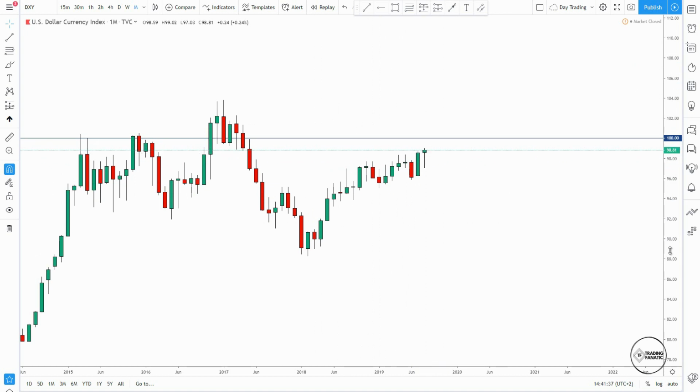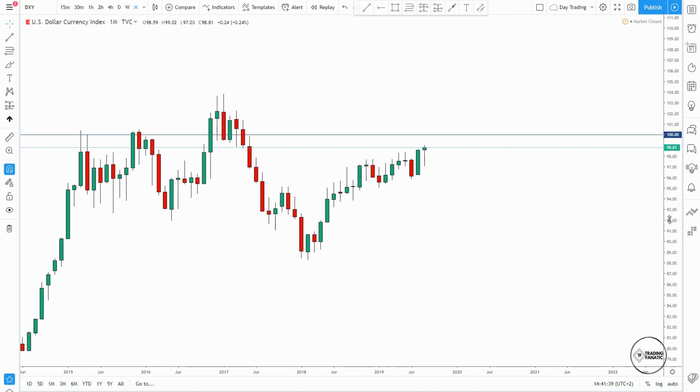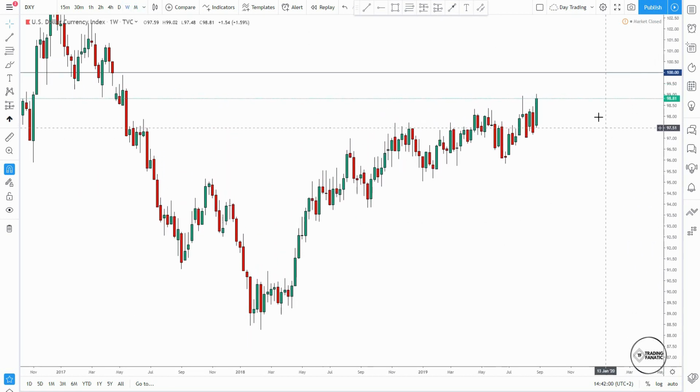So one level to have in mind is the 100 level. That's a psychological level you have to watch for the behavior of price when it reaches it. Currently we're at 98, so it's getting very close. We have a very nice zone here around this level. So I think that the dollar will continue pushing until the 100.